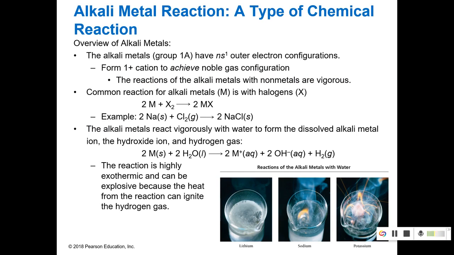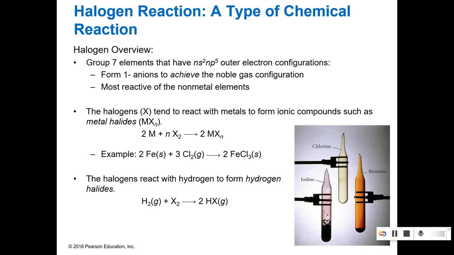They'll also react with halogens. Also remember halogens are very reactive. They're the most reactive nonmetals. These reactions are highly exothermic because they're giving off heat, and they can be explosive. Here are our halogen reactions. Again, halogens can react with metals. They will react with our group 1 metals, but they'll also react with other metals. They are the most reactive nonmetals, and they'll form these hydrogen halides if they're allowed to.